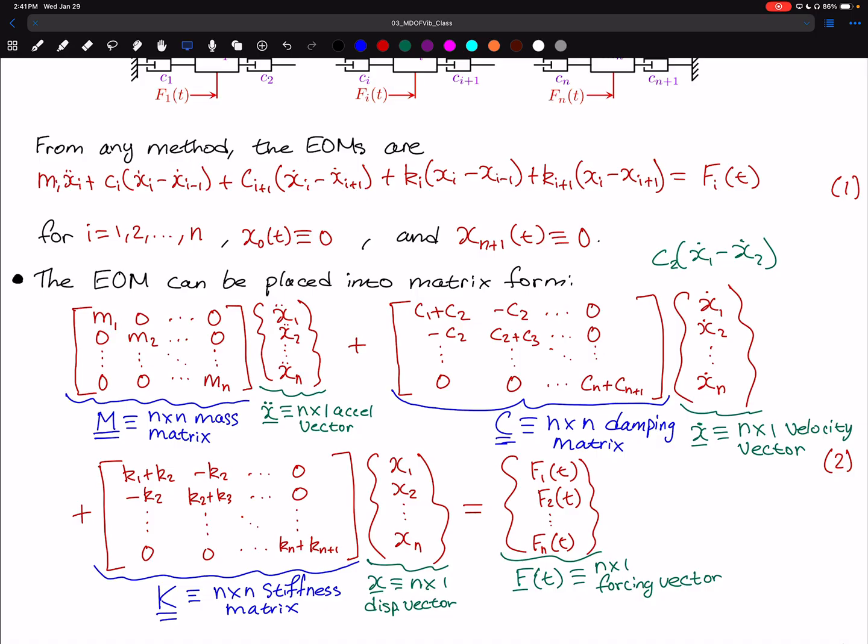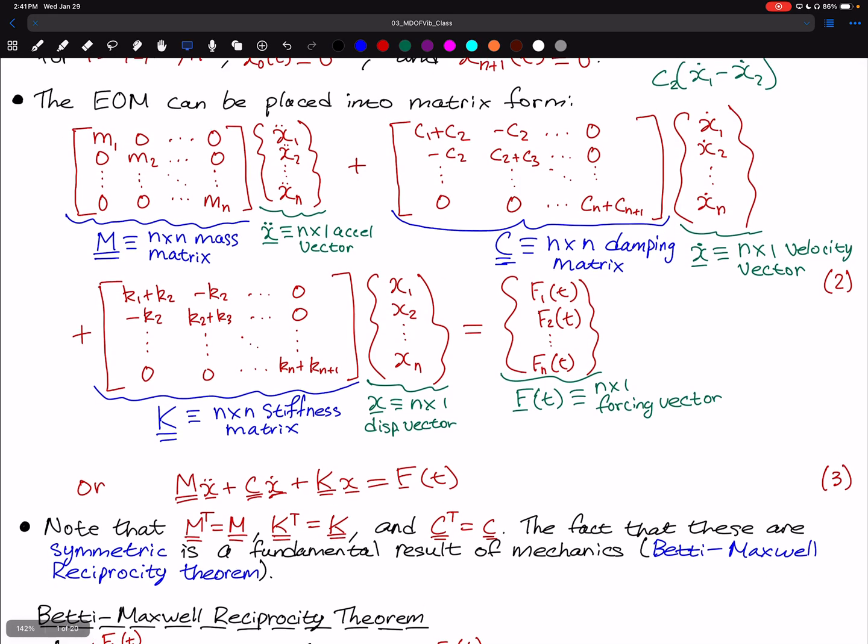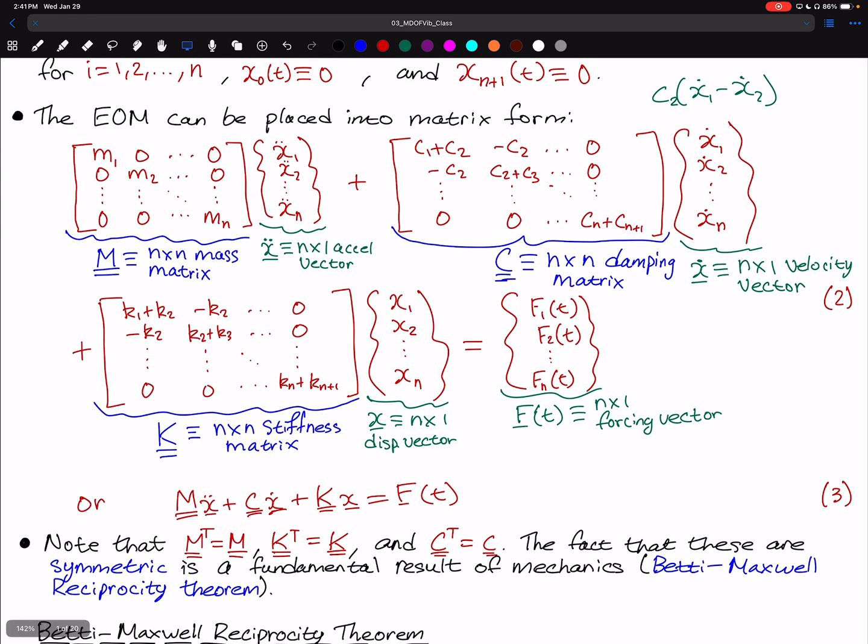Okay. So the fact that you end up with a minus K2 here and here is not an accident. It's really a fundamental part of mechanics, and that's where we're going now. So first of all, you should note that the mass matrix, in fact all of these matrices, are symmetric, meaning that they're equal to their transpose. And this is a fundamental result of mechanics. It's generally called the Betti-Maxwell reciprocity theorem, but it also goes back to Newton's third law, where there's an equal reaction for every action.